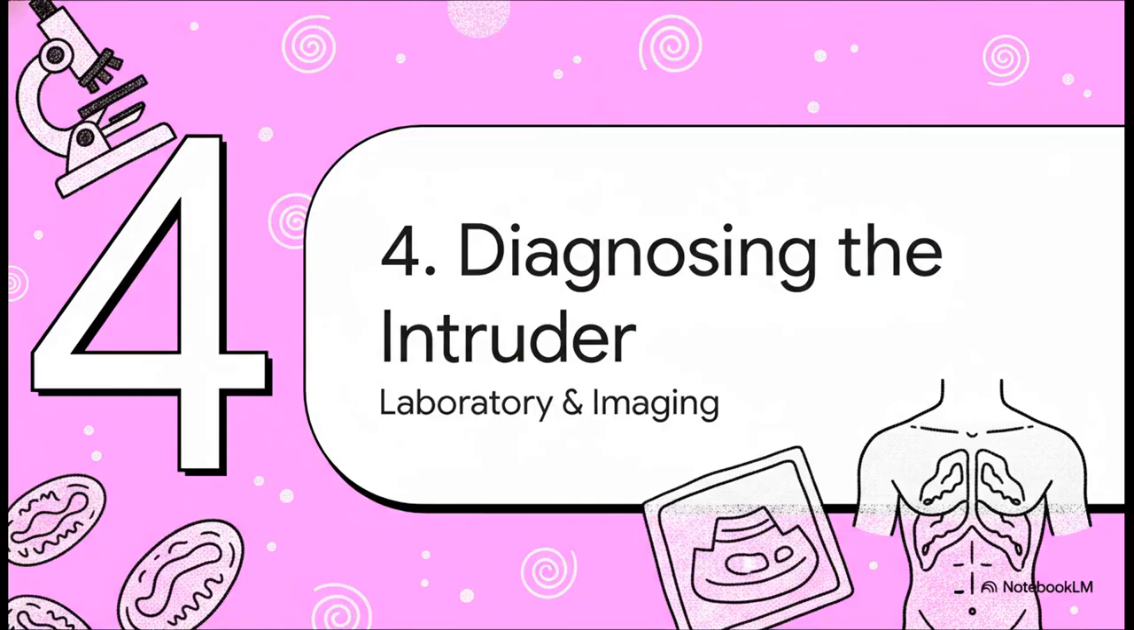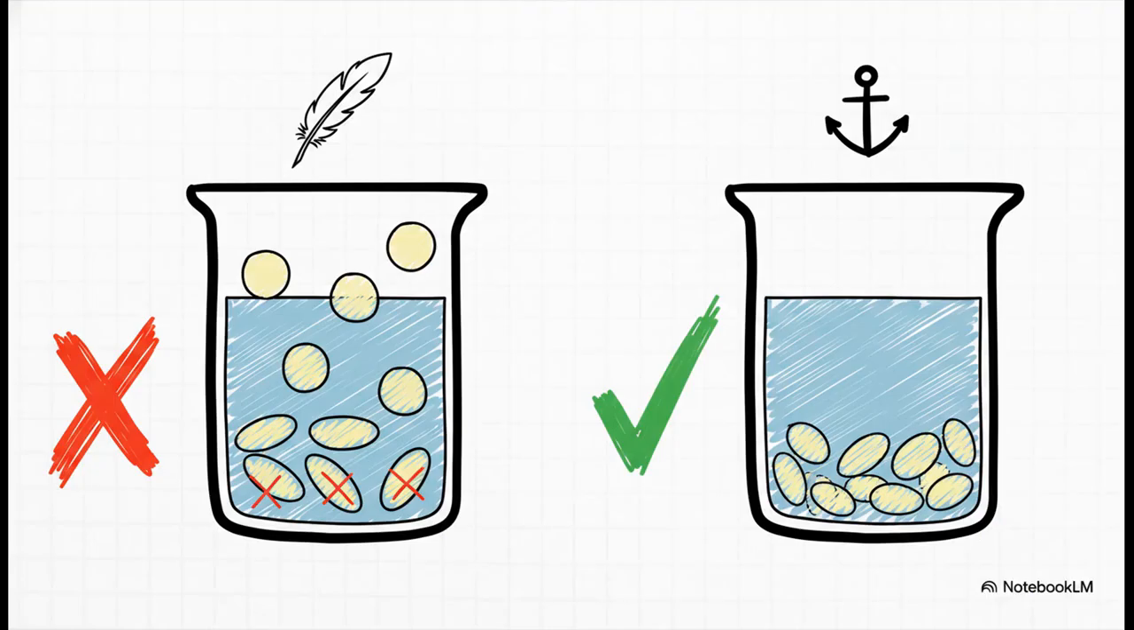Okay, so with all these symptoms, how do we actually confirm it's Ascaris? In our next section, we'll look at the key diagnostic tools, from what we do in the lab to what we can see on medical scans. The gold standard, no surprise, is finding the eggs in a stool sample. But here is a critical viva tip. The method you use really matters. Sedimentation techniques are way better than flotation.